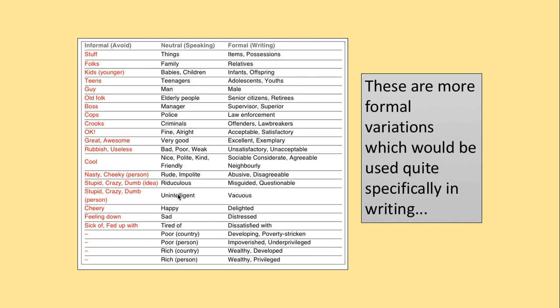So this list, and sorry for the typo there, is more neutral. And this, instead of stuff: items, possessions; relatives, infants, offspring, youths, right? Adolescents. Acceptable, satisfactory, excellent, exemplary, unsatisfactory, unacceptable. You see quite clearly that these words sound more smart, I suppose.